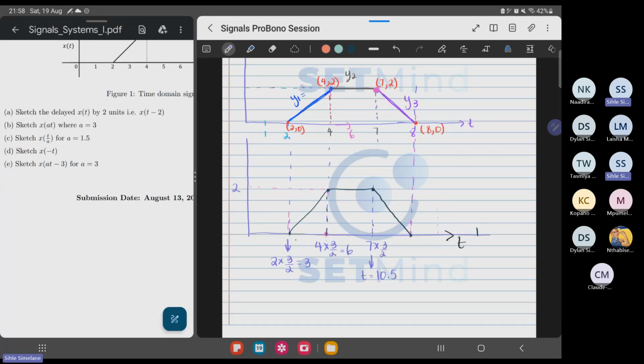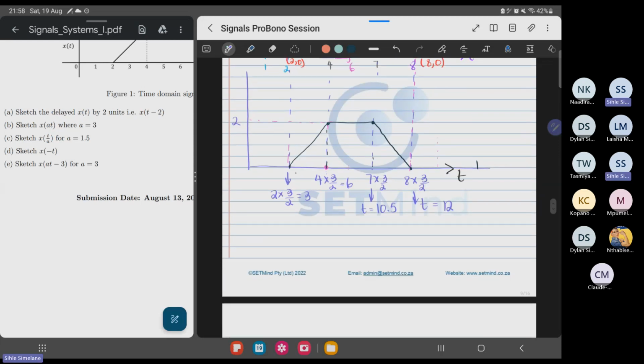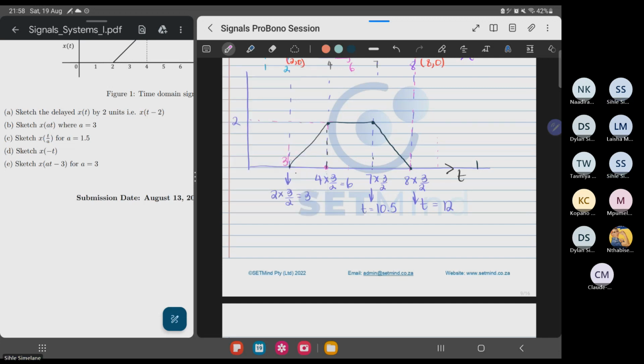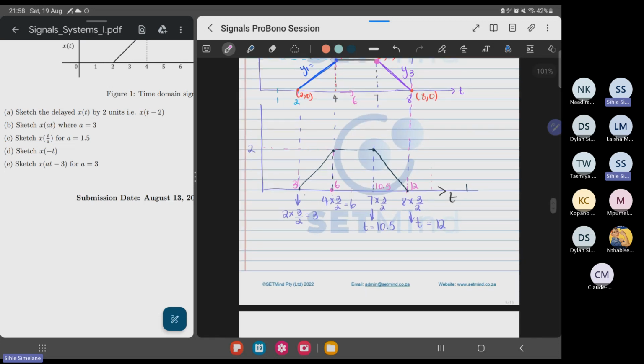So that would be at 10.5. And then the last value, it would be at 8 times 3/2, which would mean it would be at t is equal to that divided by 2. This would make it a 12. So my graph would be looking so nice. I would just be having these values here: a 3 here, and then a 6 here, and then a 10.5, and then a 12 here. And the marker would be very happy with me.